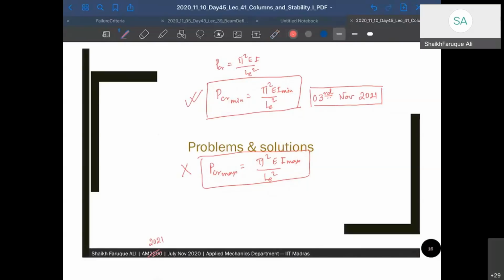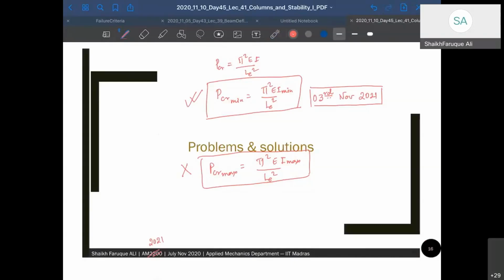Sir, we have to take the minimum area, right? Yeah, wherever your I is minimum. Sir, when we calculate the I, we calculate it for the whole column, right? No, we integrate y square dA over the whole column section, not over the length. I is always calculated over a section, not over a length.